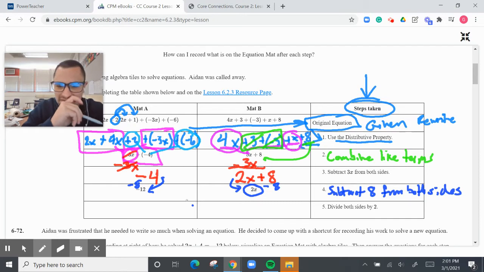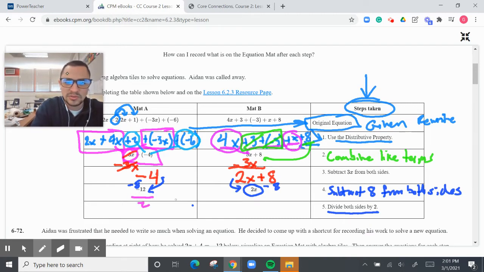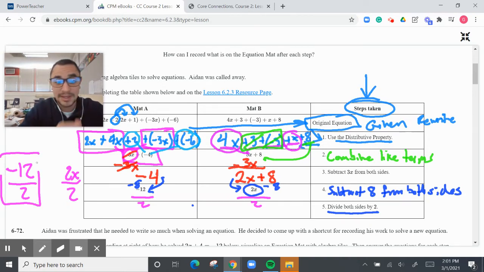And so then we have 2x and negative 12. And now we have to divide by 2 on both sides. So I'm going to go ahead and use the purple pink one. We're going to divide by 2, and we're going to divide by 2. That's just basically saying negative 12 divided by 2, and then 2x divided by 2. That's why I'm writing this line, to show it's like a fraction. And fractions are division. So this is going to be negative 6 and x.